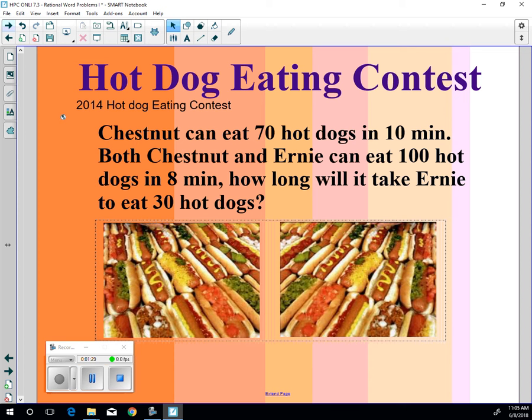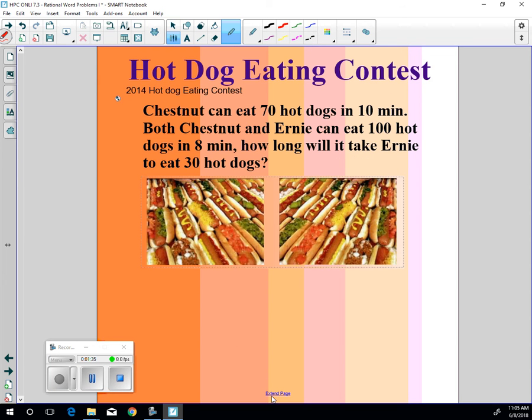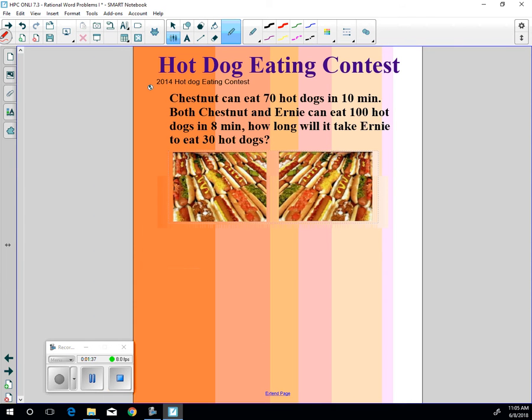All right, so what you're trying to do here is simplify this kind of problem. And the way you simplify it is you do your best to think of the basic idea. And the basic idea is that we're talking about rates. People eating hot dogs, amount per time. Most rates are going to be that, amount per time. So think of this guy named Chestnut. His rate is going to be 70 hot dogs in 10 minutes.